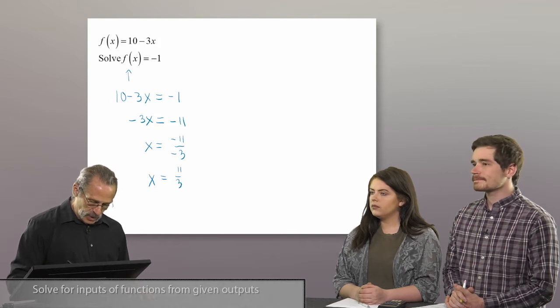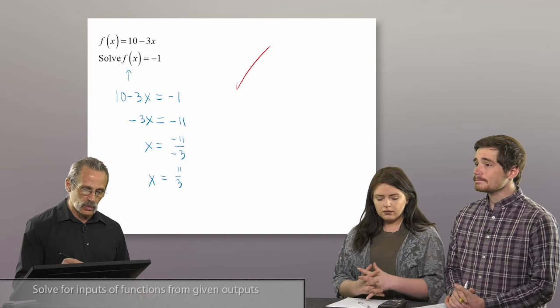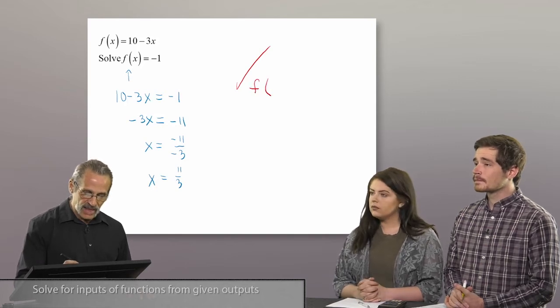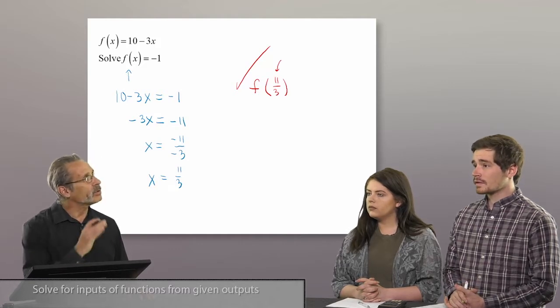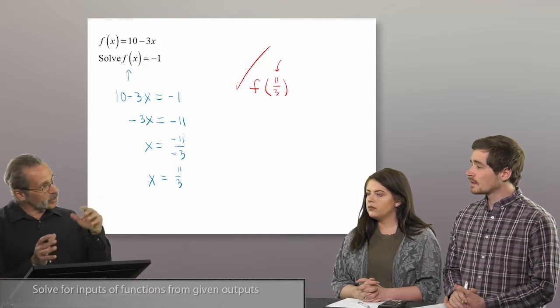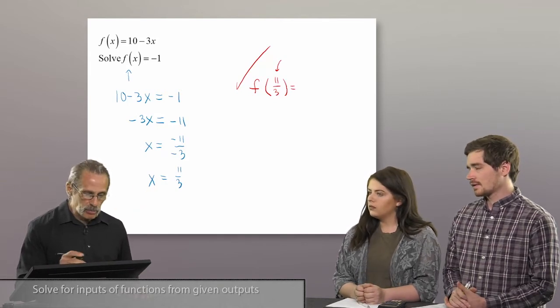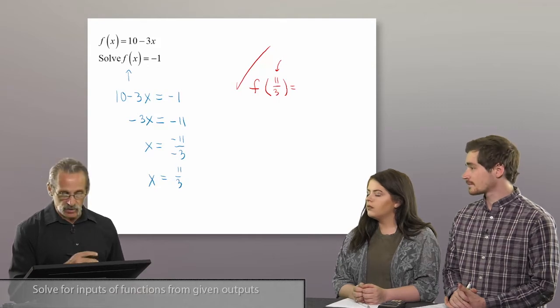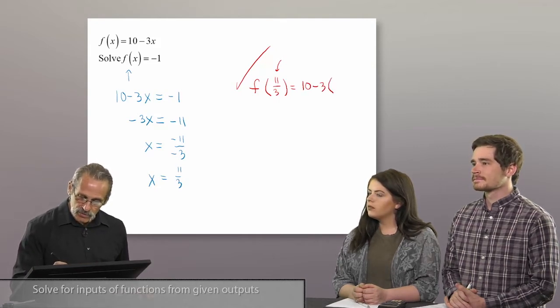Now the nice thing is we can check the answers here. To check the answers, all I'll do is evaluate the function at that input. The input was 11 over 3, because -1 was the output, and I want to see if that output is -1. So I'll substitute in for 10 minus 3x. I'll substitute in for the x, 11 over 3.